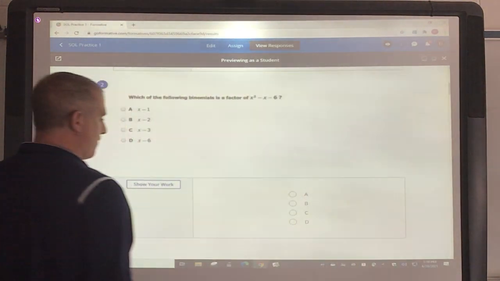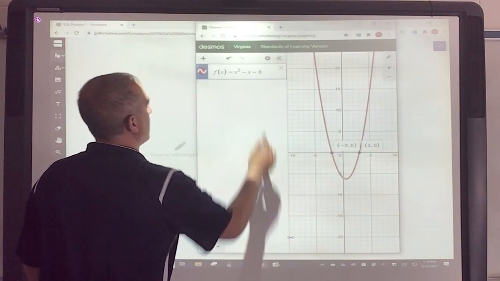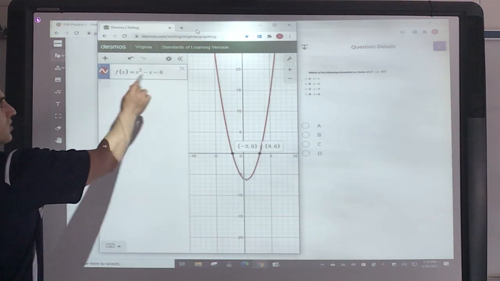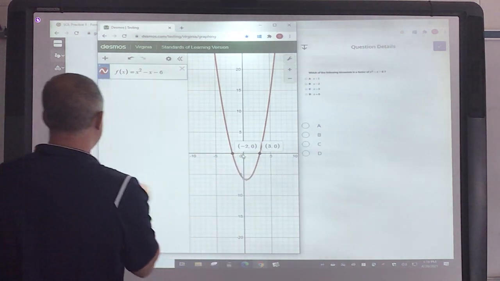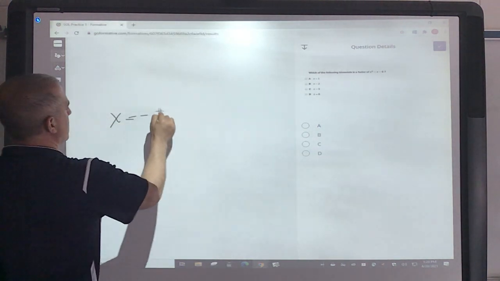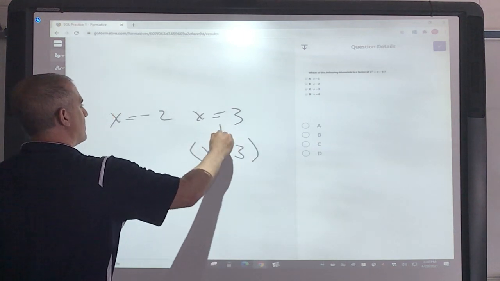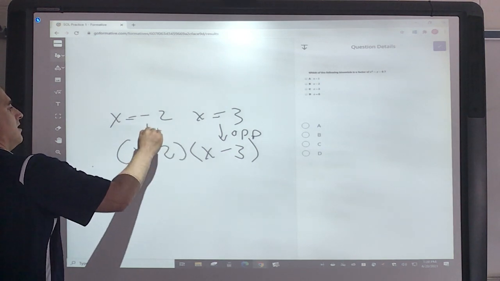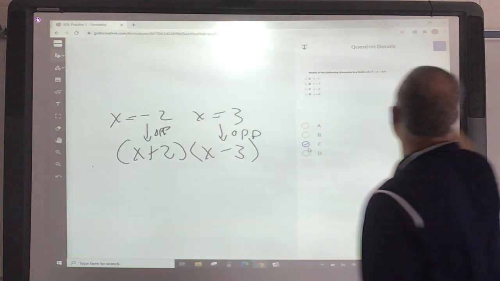Which is the binomial factor? It's probably easier, to be honest, to go in and find your solutions. So if I graph this, I put this in Desmos, okay? Find the solutions of x equals -2 and x equals 3. Remember, we can convert those to factors because they're the opposite. So that would be -2 plus 3, so that would be -3, which would be answer C.